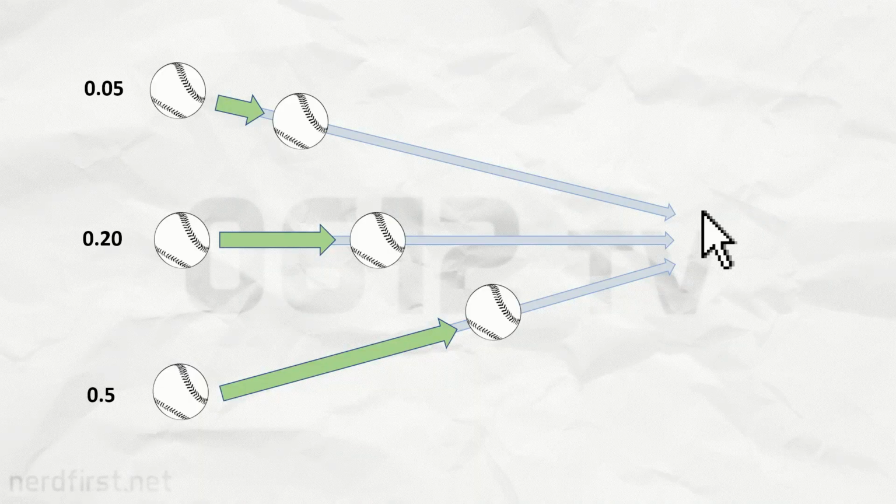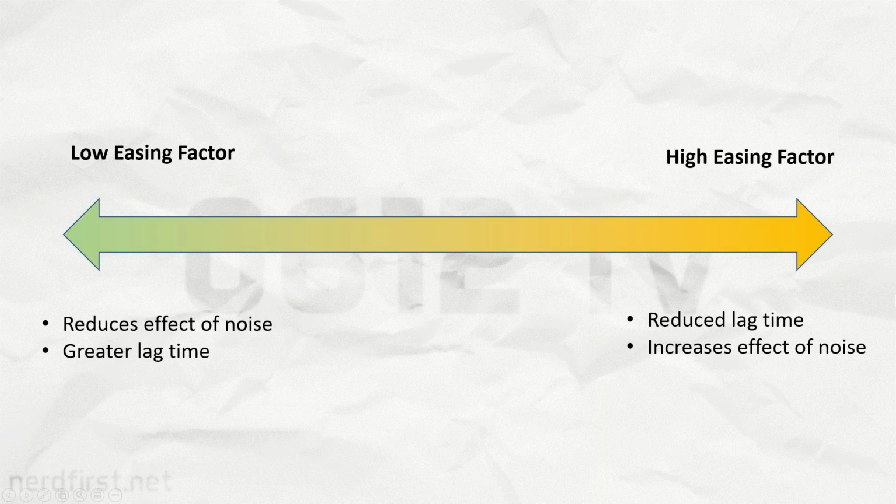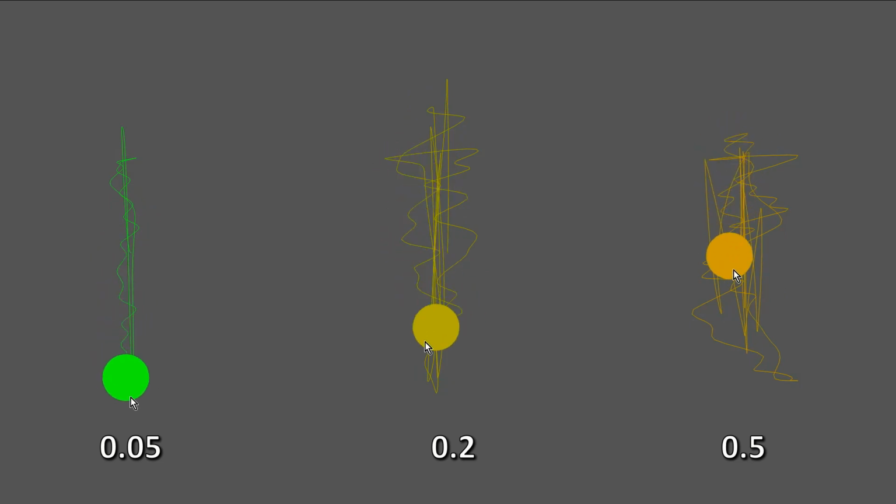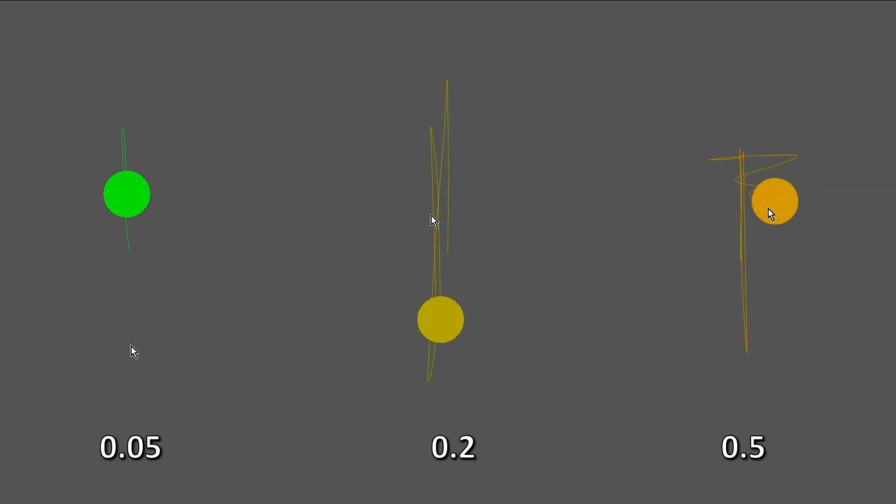Now, there's one last thing we didn't talk about, and that would be the easing factor. As you can imagine, the easing factor controls how far the ball lags behind. We saw how using an easing factor of 0.05 makes the ball very robust to noise, but in return, we lose responsiveness since it takes a very long time for the ball to converge upon the correct position. Higher easing factors mean better responsiveness, but less protection against noise, so there's a trade-off here. That, ladies and gentlemen, is easing in a nutshell.